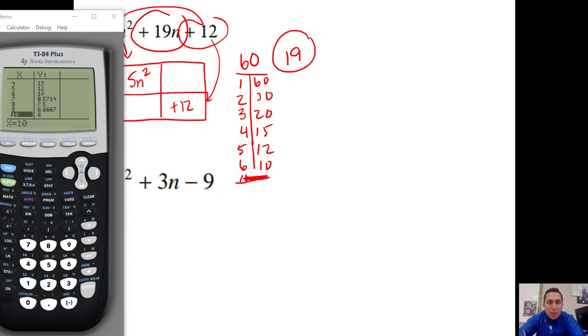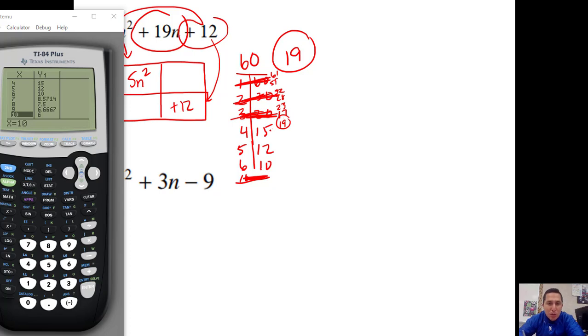So if I use the 1 and the 60, 1 plus 60 is 61. 1 minus 60 is 59. So I can't use the 1 and 60. 2 plus 30 is 32. 2 subtract 30 is 28. So I can't use the 2 and the 30. 3 and 20 is 23. 3 subtract 20 is 17. I'm getting close though, but no, I can't use the 3 and the 20. 4 plus 15 is 19. That's the number I wanted.